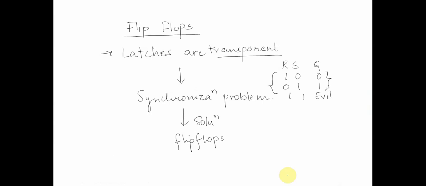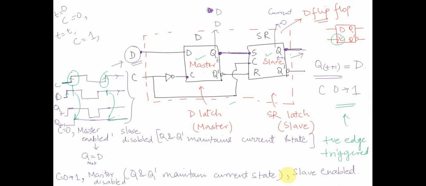We said latches are transparent, which could lead to synchronization problems in the circuit. So that's why we need flip-flops. What we did was we saw one flip-flop. We created a block diagram of a D flip-flop where we kept two latches in back-to-back mode, one being master, another being slave.